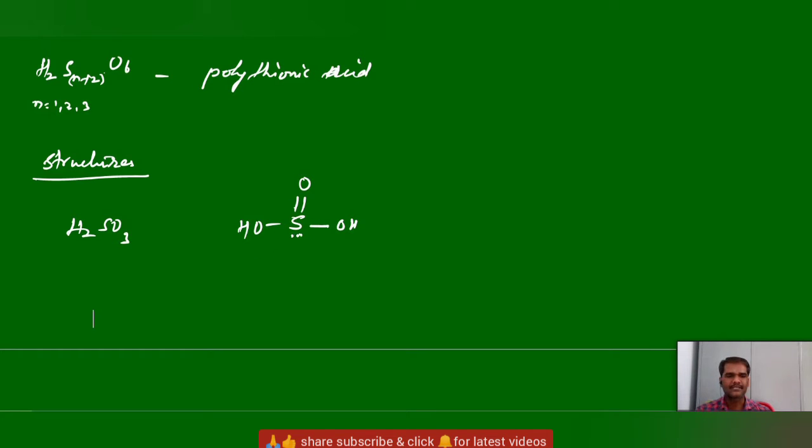The oxidation state. Next, one more important point, the oxidation state of central sulfur atom. In case of H2SO3, the oxidation state is plus 4.